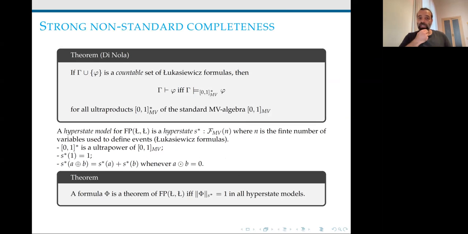However, Lukasiewicz logic is strongly complete, but not with respect to the reals. It's strongly complete with respect to hyperreal numbers. So if you take an ultraproduct of the standard MV algebra, then you can recover somehow the strong completeness of Lukasiewicz. So you can allow deduction from countably infinite theories.